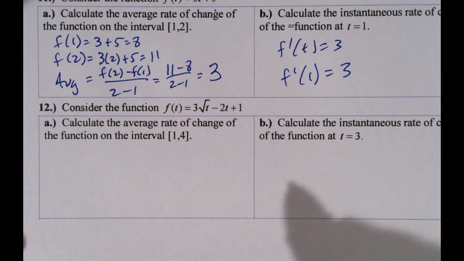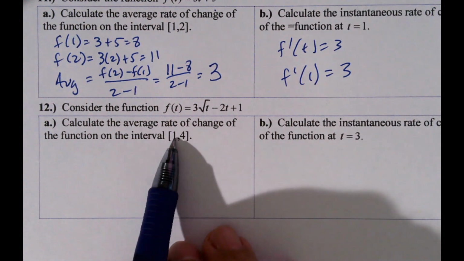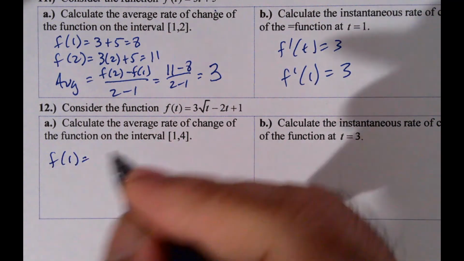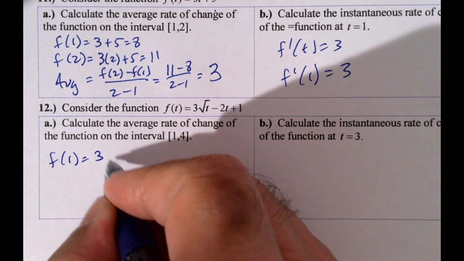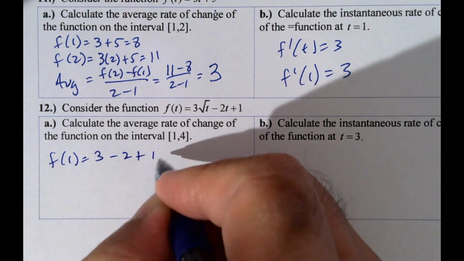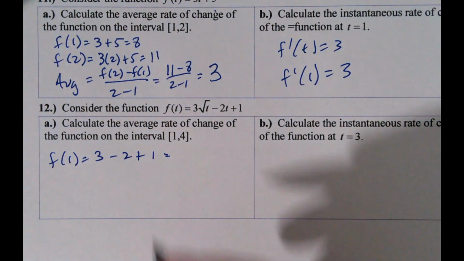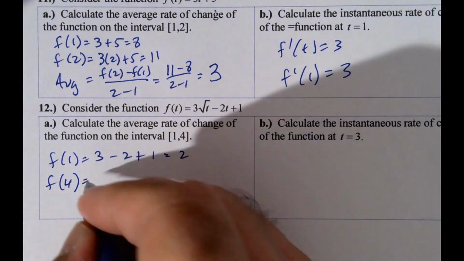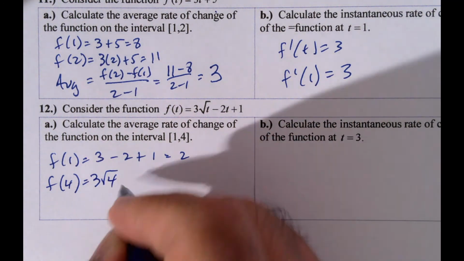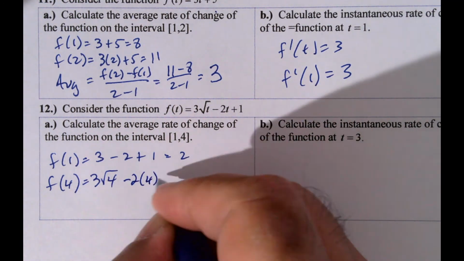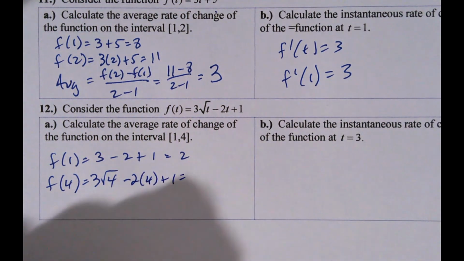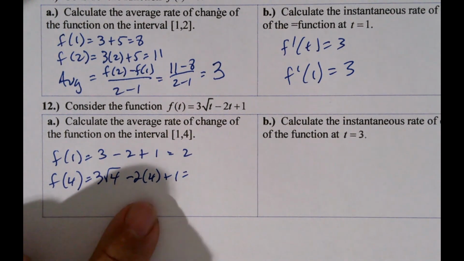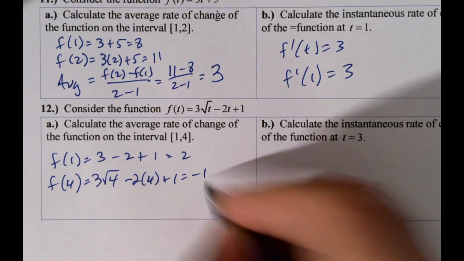So we're looking for the average rate of change from 1 to 4. So find f of 1. That's going to be 3 square root of 1, which is 1, minus 2 plus 1. That's 2. And then plug in 4. So that's 3 square root of 4 minus 2 times 4 plus 1. That's 6, right? Square root of 4 is 2, 3 times 2 is 6. 6 minus 8 is -2, plus 1 is -1.